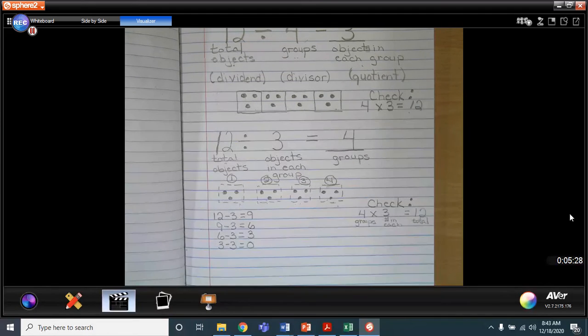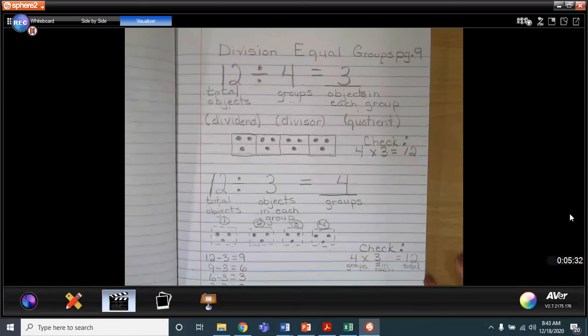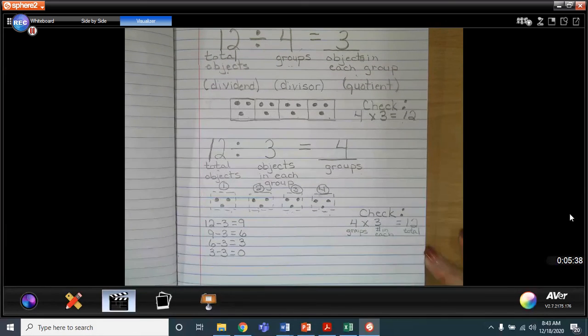So those are your notes for today. You're going to finish those up on page 9 in your composition notebook, and we will be back on January 5th, I believe, and we will get started back with multiplication and division.